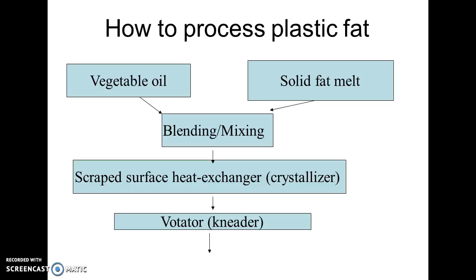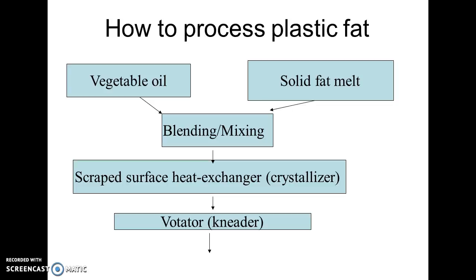Now, how to process plastic fat? The vegetable oil, which is abundantly available in nature, we can use with a blend of solid fat. The solid fat melt basically comes, again, from the vegetable oil by either interesterification, hydrogenation or fractionation process. This vegetable oil can be processed into solid fat. This solid fat then again can be blended with the raw vegetable oil in the blending or mixing stages. We can proceed either with only vegetable oil or exclusively with the solid fat melt, or we can blend these two to make the final blend of plastic fat.